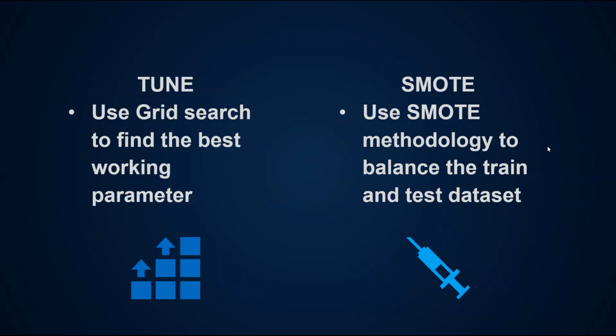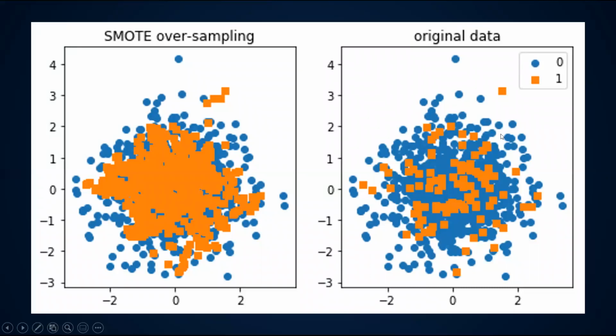And then we apply two techniques to our basic model. The first one is tuning. We use grid search to find the best working parameters. And the second one is SMOTE. We use the SMOTE methodology to balance the train and test data set. This is the figure that shows the data before and after we applied SMOTE oversampling.